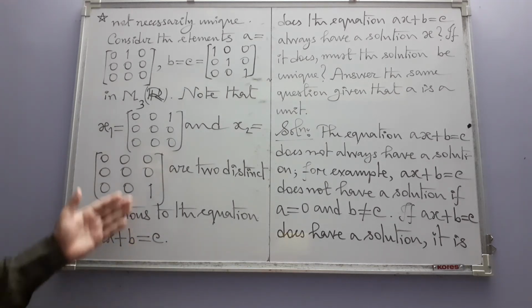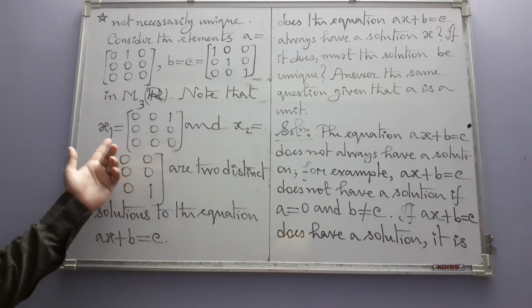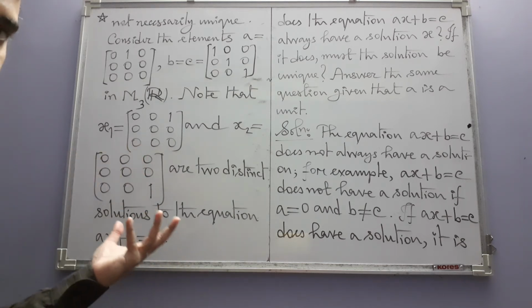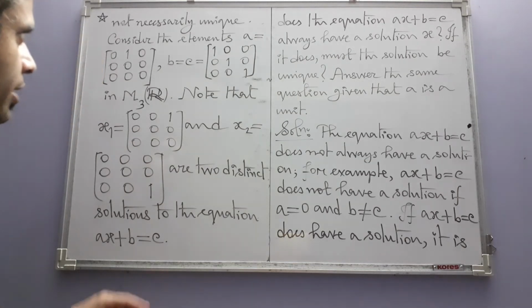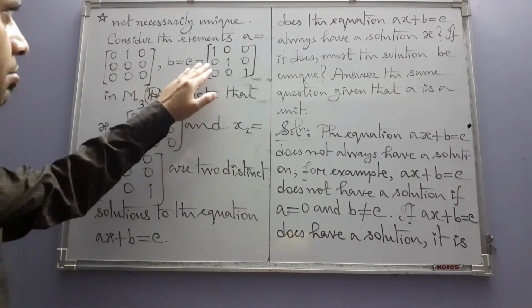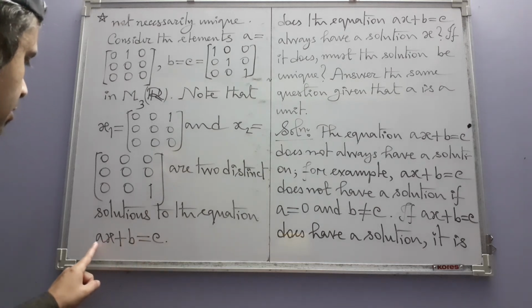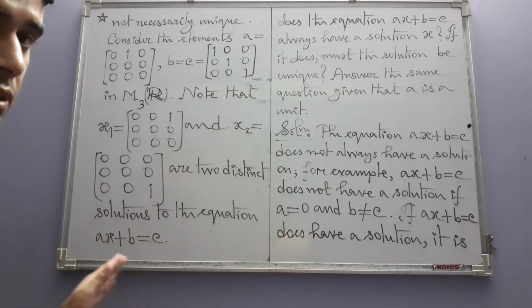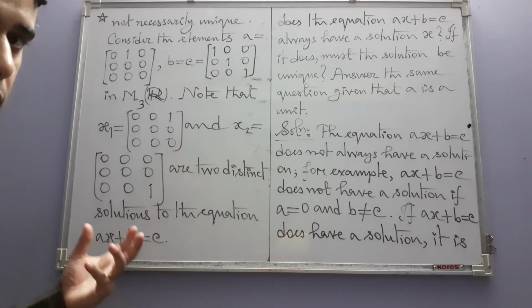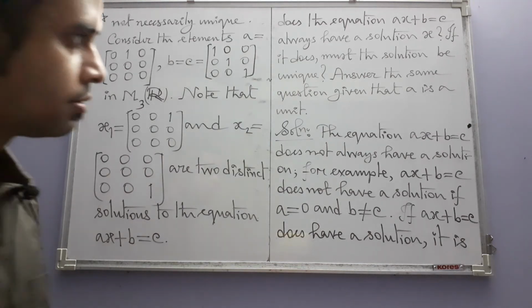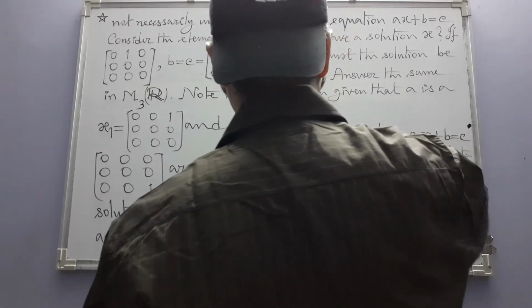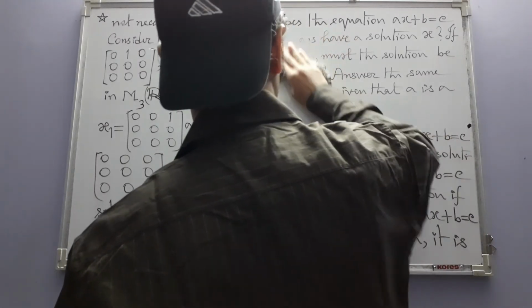Let us just calculate with x1, let us verify that x1 is actually a solution. You can see that because we have chosen b to be equal to c, we are expecting ax1 to be the 0 matrix, and that is the case, which we can quickly verify here.